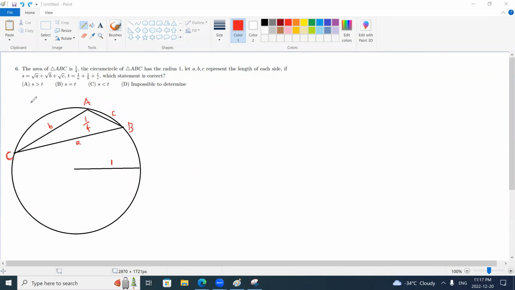But anyways, we are given S is equal to this thing, and T is equal to this thing. So if you can see it very well, S is equal to square root of A plus square root of B plus square root of C, and T is equal to 1 over A plus 1 over B plus 1 over C. Okay, so we're asking, which one's bigger?